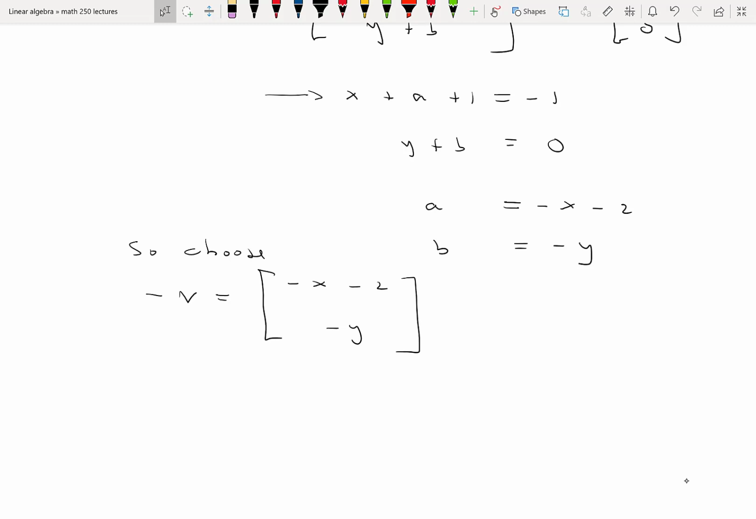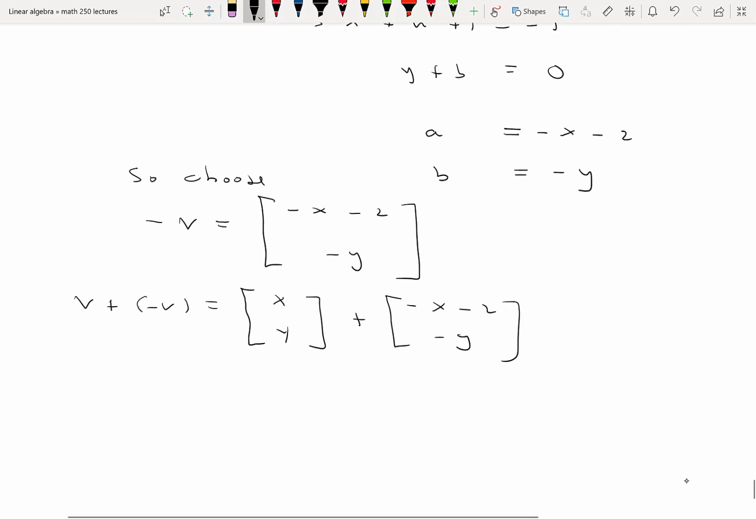So just so you can see that it works, what's v plus the opposite of v? You don't have to do this, but let's show that v plus the opposite of v is 0. Well, v is x, y. The opposite of v is -x, take away 2, and -y as a column vector. Now add these two up. This is x plus -x minus 2 plus 1, and y plus the opposite of y.